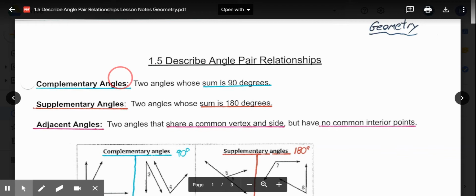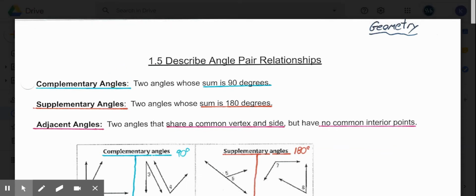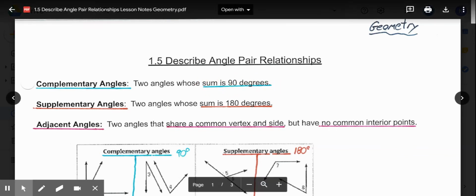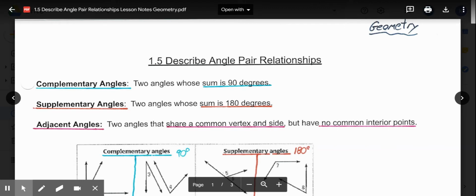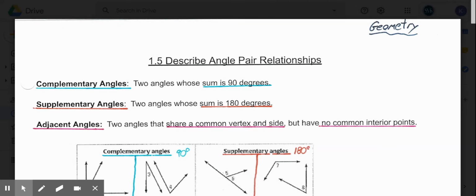Complementary angles are two angles, so a pair of angles, who add to 90 degrees. Sum being addition. So two angles who add to be 90 degrees. Supplementary angles are two angles whose sum is 180 degrees. So two angles who add to be 180 degrees.